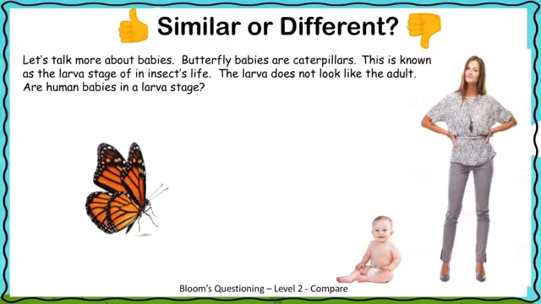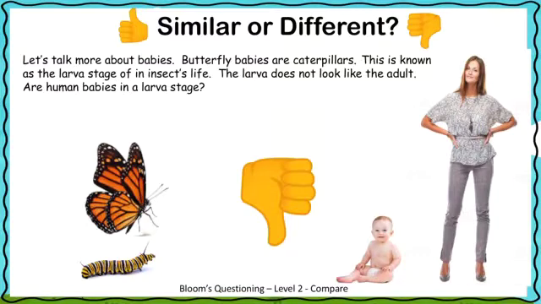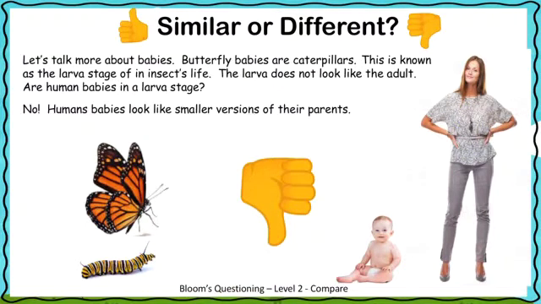Let's talk more about babies. Butterfly babies are caterpillars. This is known as the larva stage of an insect's life. The larva does not look like the adult. Are human babies in a larva stage? No. Human babies look like smaller versions of their parents.